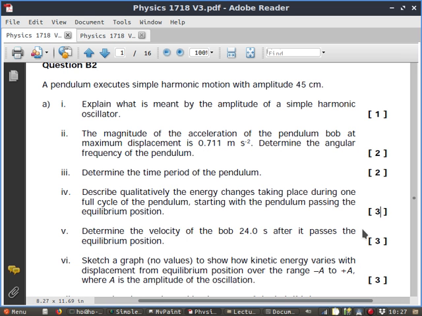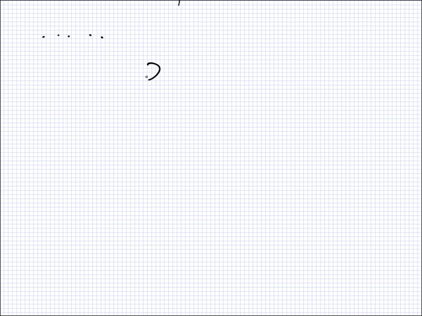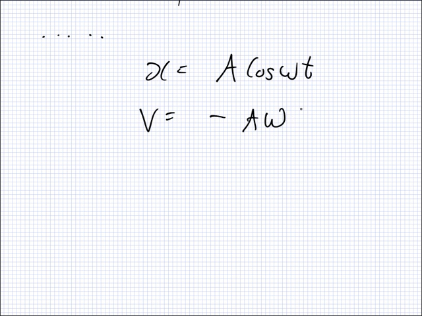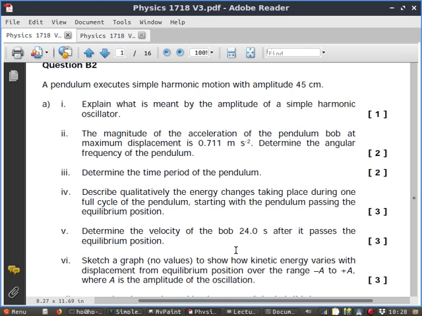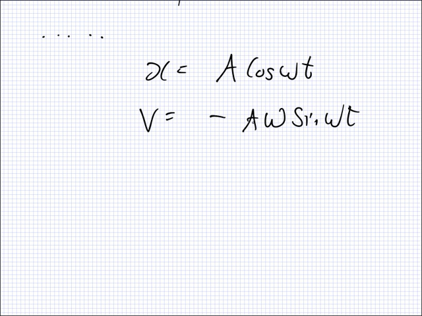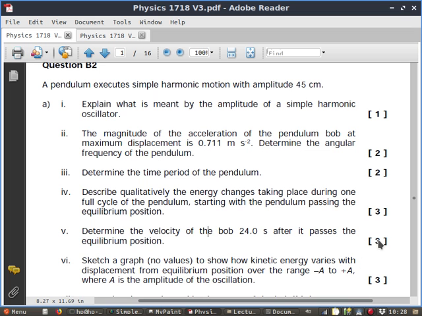So here they want the velocity. What formula gives you the velocity, if they give you the time? Do you remember this one? x equals A cos omega t, and v equals minus A omega sine omega t. Do we know the A? Yes. Do we know this omega? Do we know the t? Can we get the v? Yeah. 3 marks.